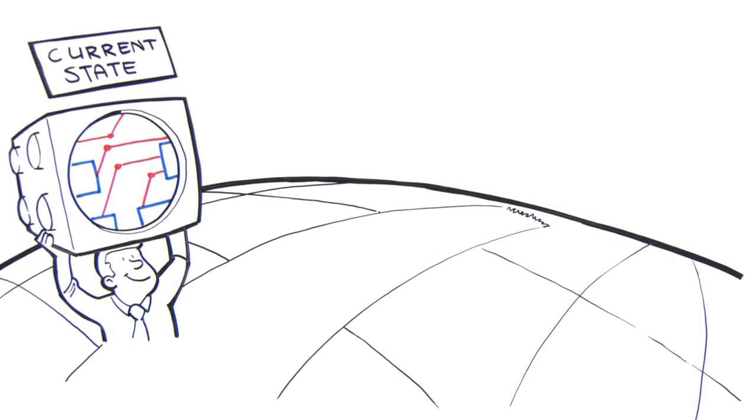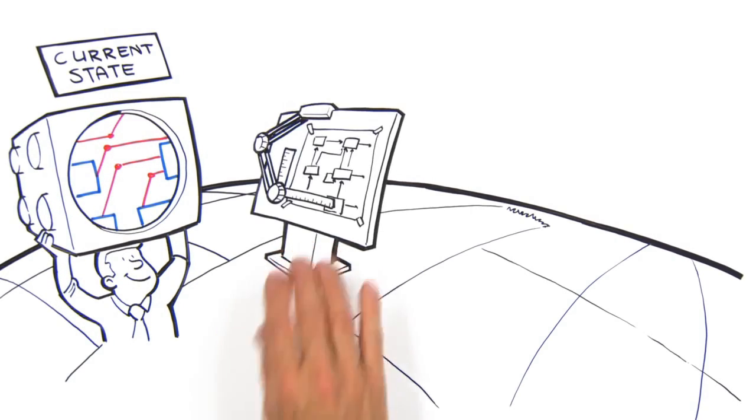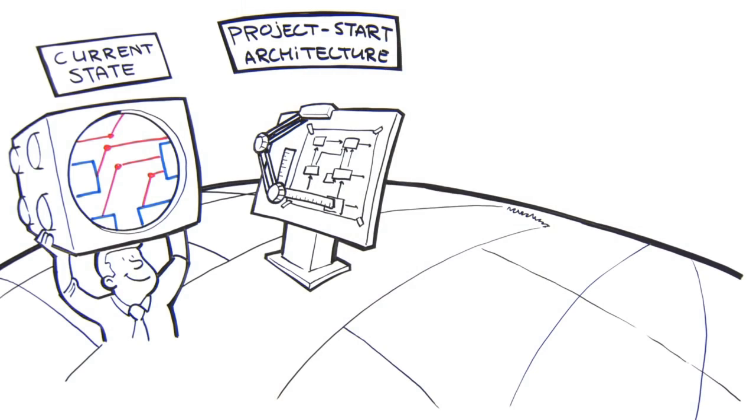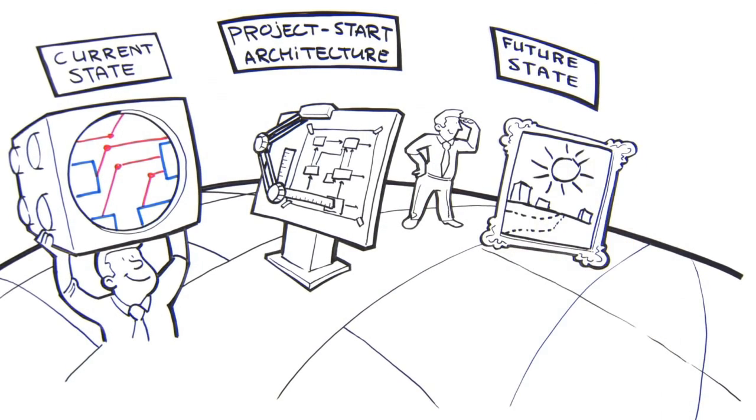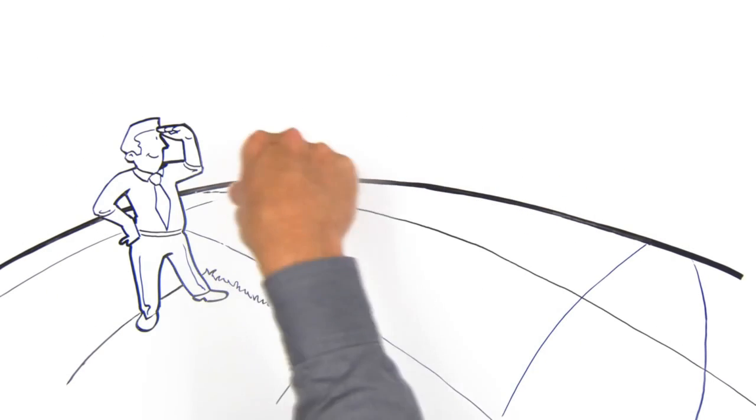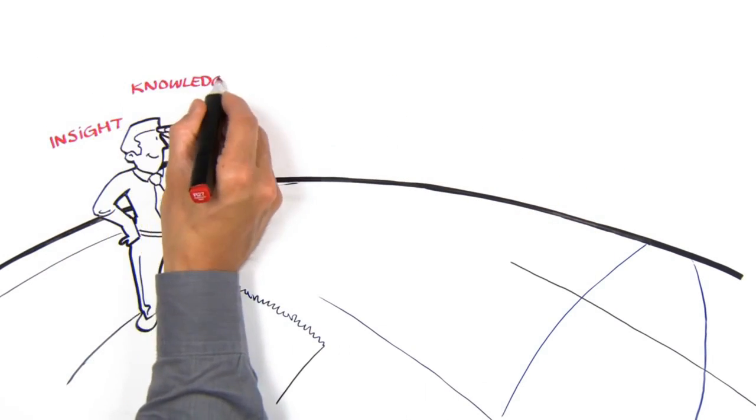Summarized, enterprise architecture is about 3 things. We take a look at the existing situation. We help to develop and evaluate designs, and we create a sketch for the future so that everyone understands the direction we're heading. Architecture is about insight and knowledge.